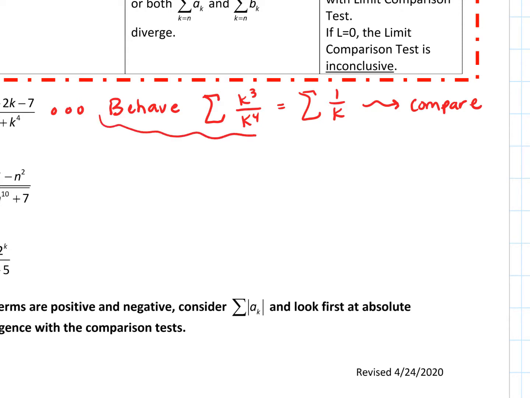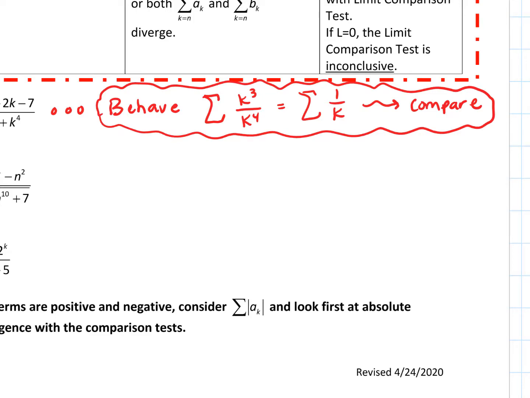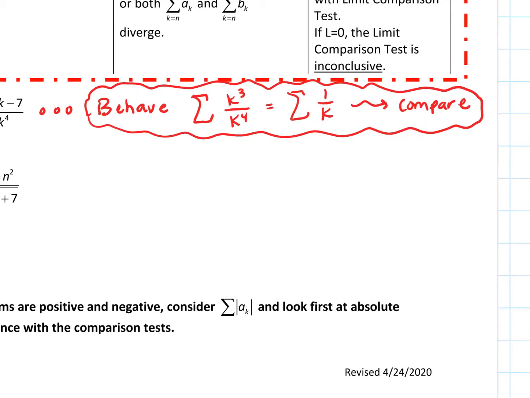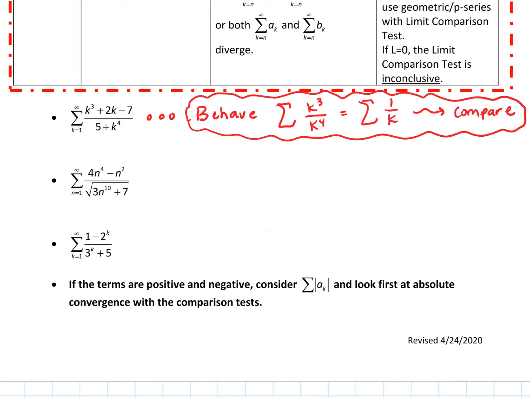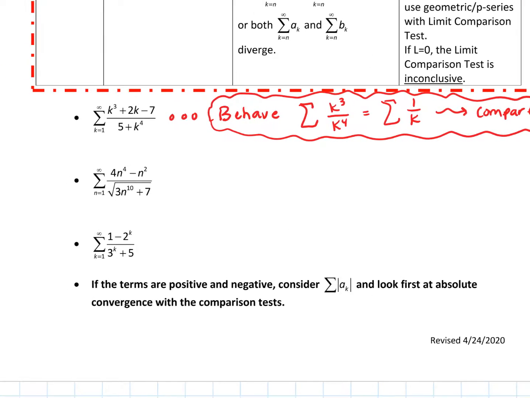So this is my thought bubble when I come across something like this. And the other examples I have listed here are similar. As I come across a series and I'm trying to decide what tests to apply, if it's not exactly one of my p-series or geometric series, but it could look like that or behave like that, then I absolutely go that route.